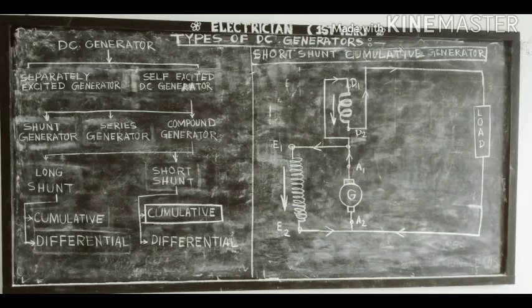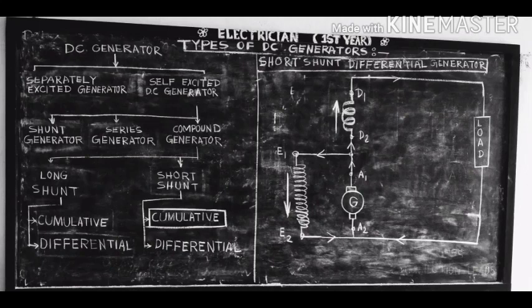Next, here shown the circuit diagram of short shunt cumulative compound generator. In it, the current flows in the series field and shunt field winding are in the same direction, so that the magnetic flux produced by these two windings is additive. Next, it is the circuit diagram of short shunt differential compound generator. Here shown, the currents flowing through series field and shunt field winding are opposite.